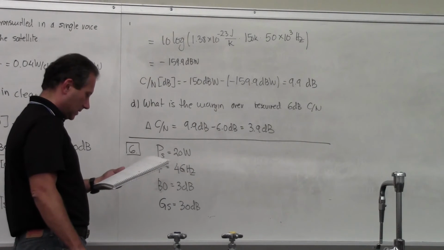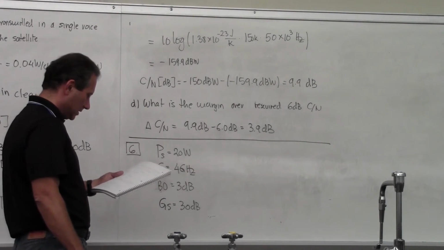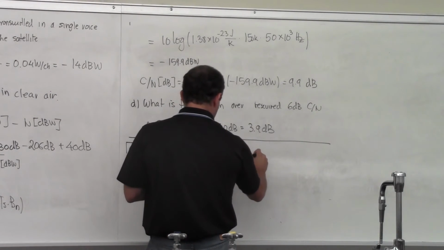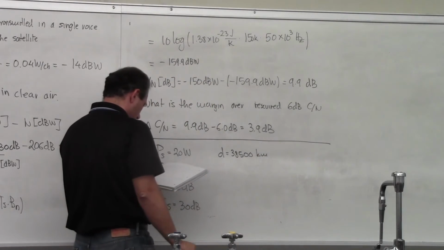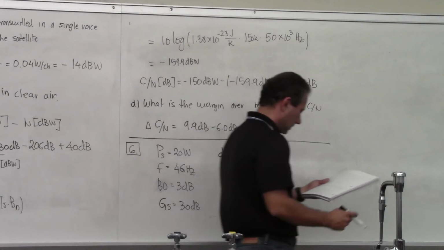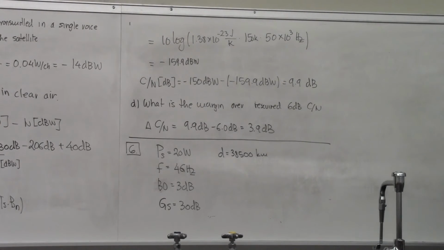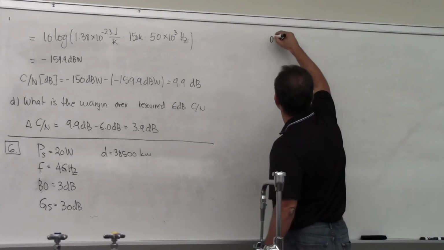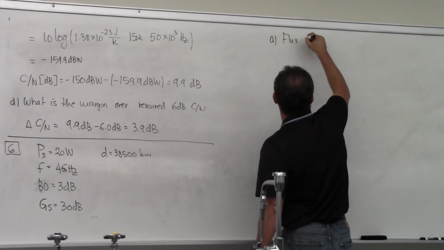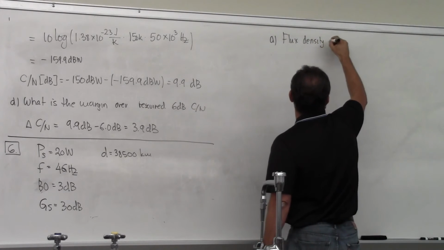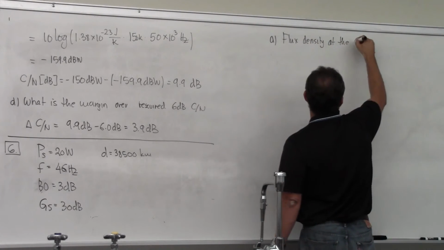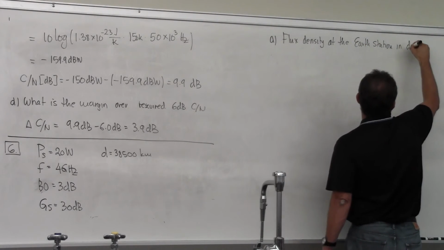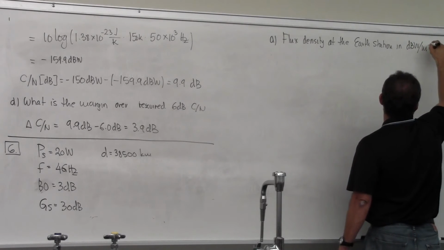And the earth station at the center of the satellite coverage area is at a distance of 38,500 kilometers. And then it says calculate the flux density at the earth station in dBW per meter squared. All right, so flux density at the earth station in dBW per meter squared.